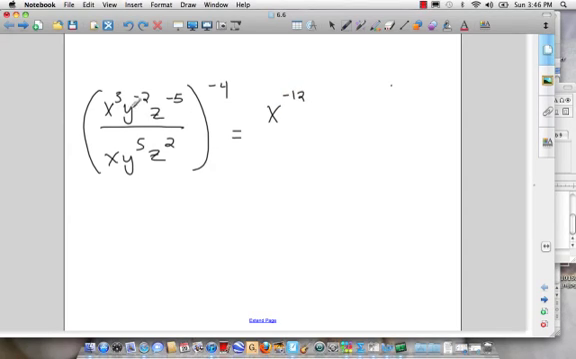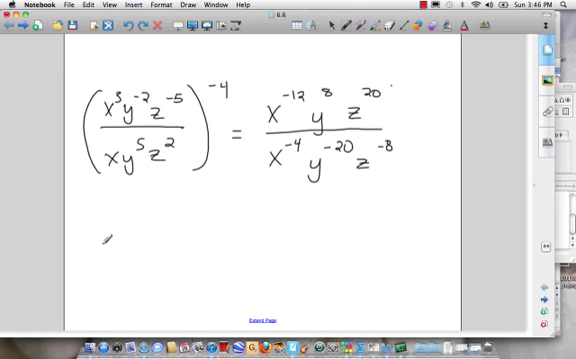So the x cubed, I multiply 3 times negative 4. The y, I multiply negative 2 times negative 4. And then with the z, I multiply negative 5 times negative 4. And then I need to apply that negative 4 in the denominator as well. So x to the negative 4. Y is going to be to the negative 20, and z to the negative 8.